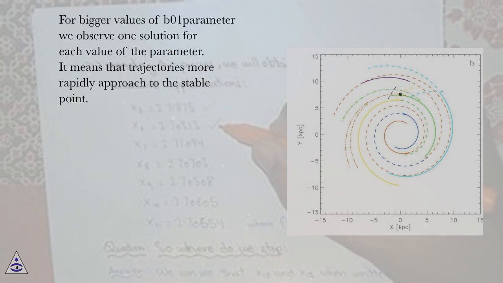For bigger values of the B01 parameter we observe one solution for each value of the parameter. It means that trajectories more rapidly approach the stable point. In Figure 24, C, D, we can notice also that for each base pair there is a different equilibrium point, which is in agreement with our calculations.